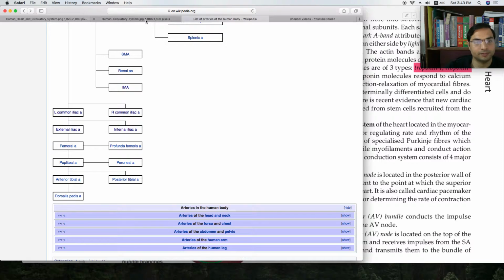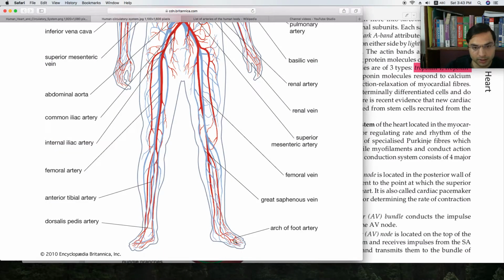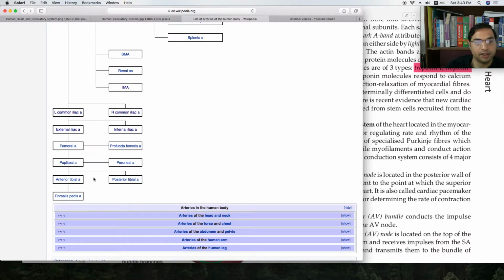Right? So at the posterior side is the posterior tibial artery, and at the anterior side, at the front of the foot, at the upper level of the foot, it is the anterior tibial artery. It is the dorsalis pedis. The anterior tibial artery becomes the dorsalis pedis, right? So at the posterior side, posterior tibial artery, and at the anterior side, dorsalis pedis artery.